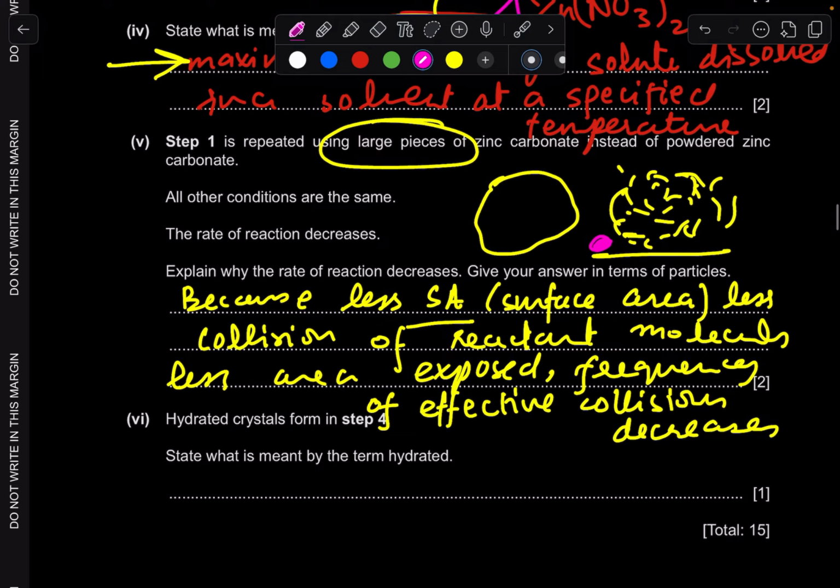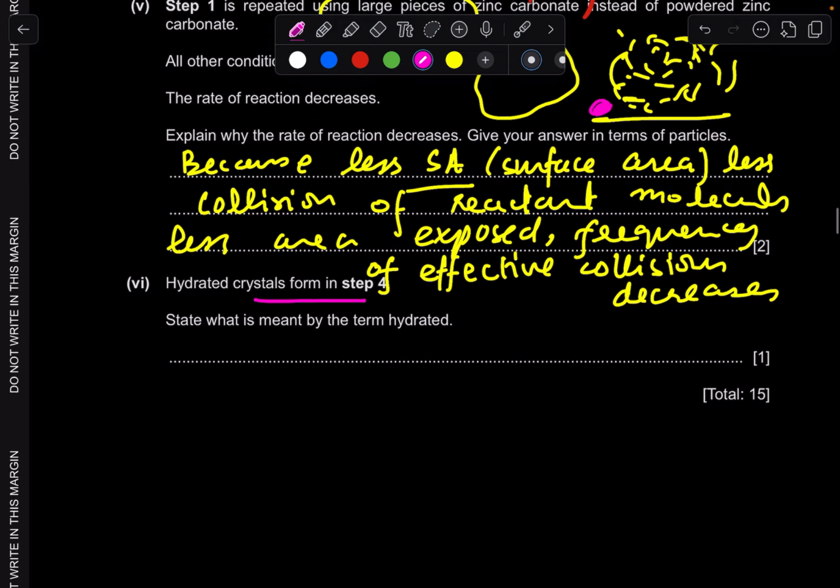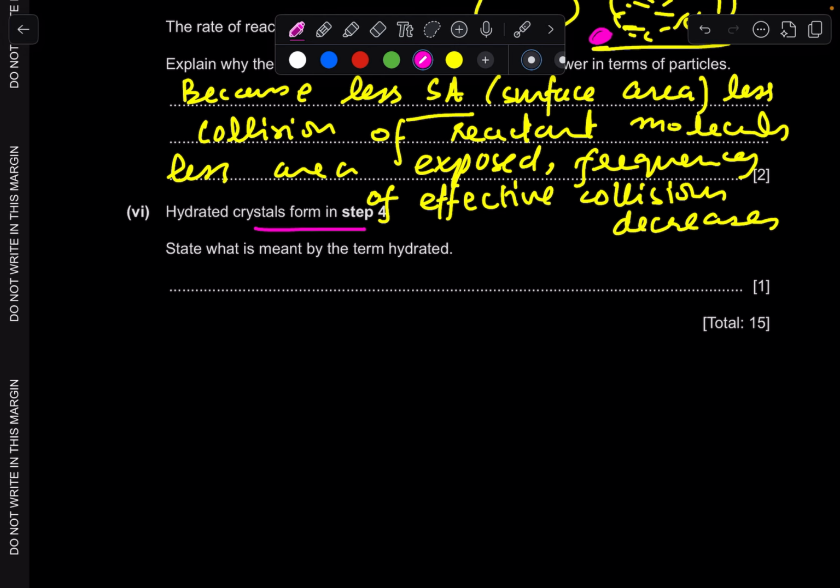Okay, hydrated crystals form in step 4. State what is meant by the term hydrated. Hydrated is basically a salt that is chemically combined with water. Okay, that's a very important word. Hydrated means when you are chemically combined with water.